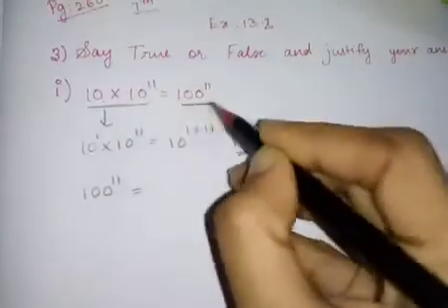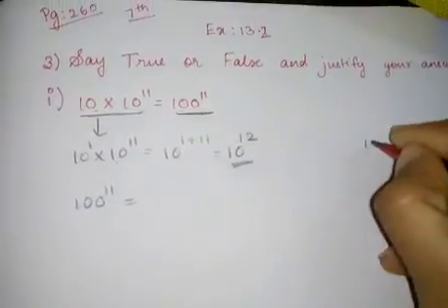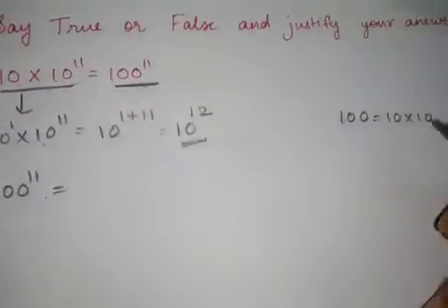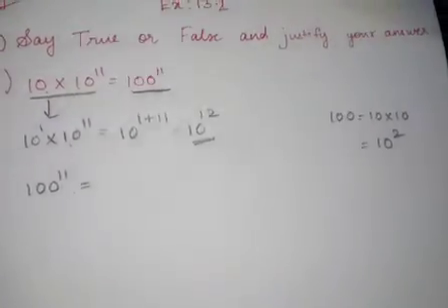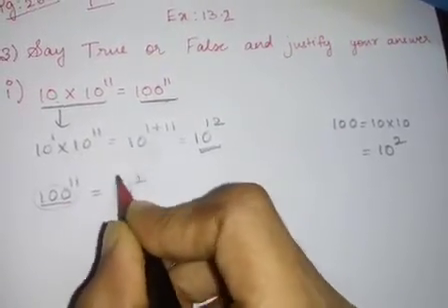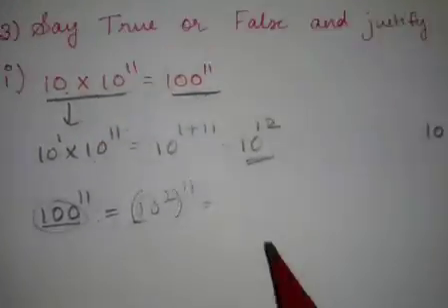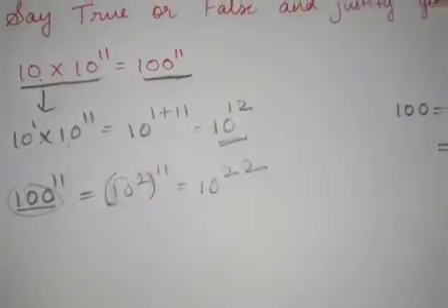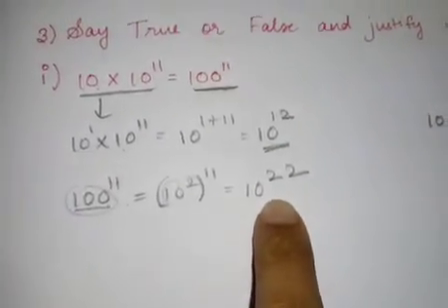Next, 100 power 11. Next, what is the next part, children? 100 power 11. Okay, how will you write your 100, children? 10 into 10, right? 100 can be written as 10 into 10. So 100 can be written as 10 square. So 10 square, the whole power 11. So 10 power 2 into 11, 22. So 10 power 22. Whether 10 power 12 and 10 power 22 are equal?